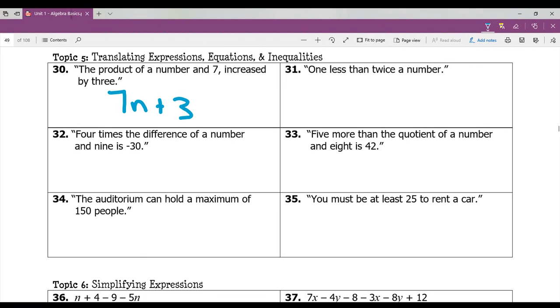1 less than twice a number. Obviously 1 less means we have to subtract 1 somewhere, and then twice the number is we double our n, so 2n. I will bet you a lot of you are thinking this. That's backwards to what it really needs to be. When you write these expressions, generally you start where the multiplication's at. So we would say 2n minus 1.